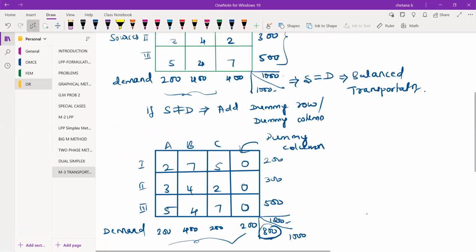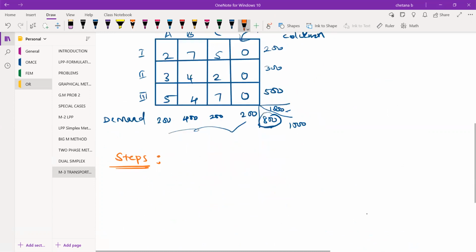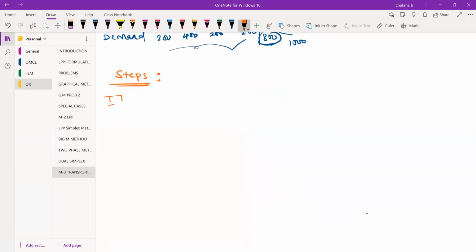Here I've written them. In the first phase, you need to find the initial basic feasible solution. Then in the second phase, you need to find the optimality. Today we will discuss the IBFS, that is, the initial basic feasible solution. To get the basic feasible solution, you again have three methods.